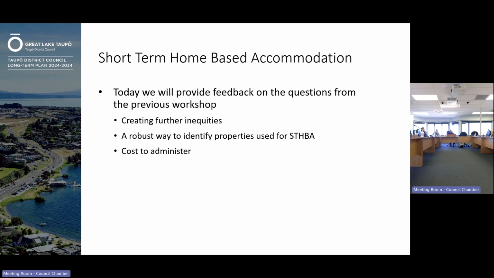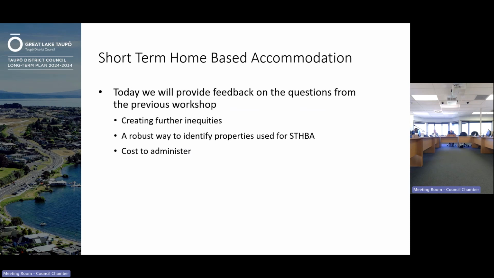Right, we've talked about this before, haven't we? We have. Last time we talked about this, there were 3 questions that came out of it. Are we going to create further inequities if we have a rate for short-term home-based accommodation? Is there a robust way to identify the properties and assess a rate, and what's the cost to administer? So everybody happy with that? That's what we got to last time when we talked about this, through the housing strategy, and it was Nick and Philip sitting here, and those 3 questions came out.